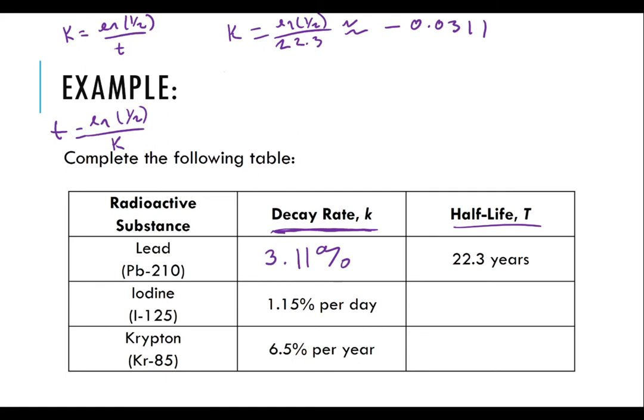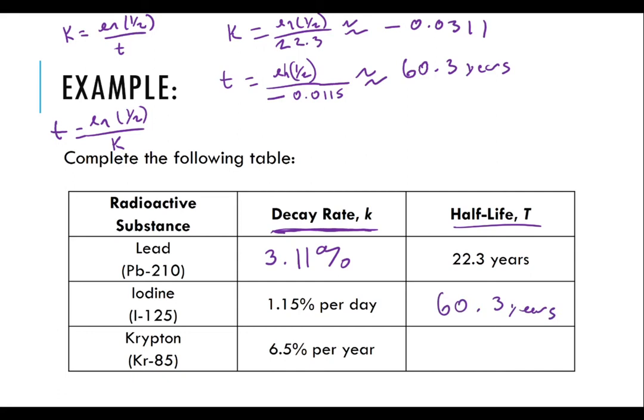Now for iodine 125, if we're told that the decay rate is 1.15% per day, realize that now we're looking for that half-life t. t is then going to be equal to the natural log of a half divided by, now watch out, we've got to change it to a decimal and we need to make it negative. So this is going to be negative 0.0115, which then gives me approximately 60.3, and our units are years. And so our half-life of iodine 125 is approximately 60.3 years.